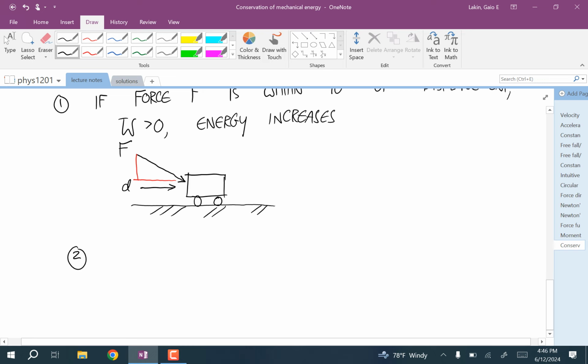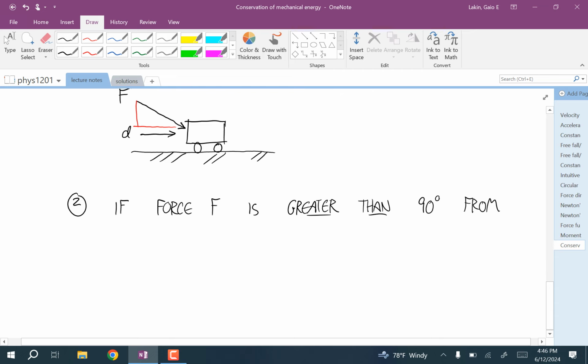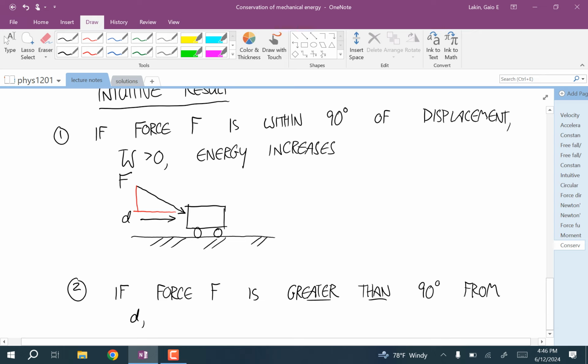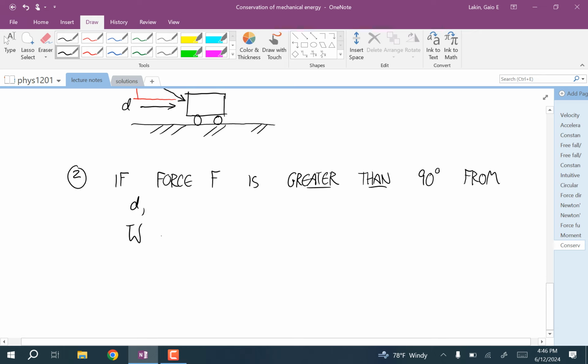On the other hand, if the force is greater than 90 degrees from the displacement vector, then the work is negative. We have a negative change in energy, and that means that the energy decreases.